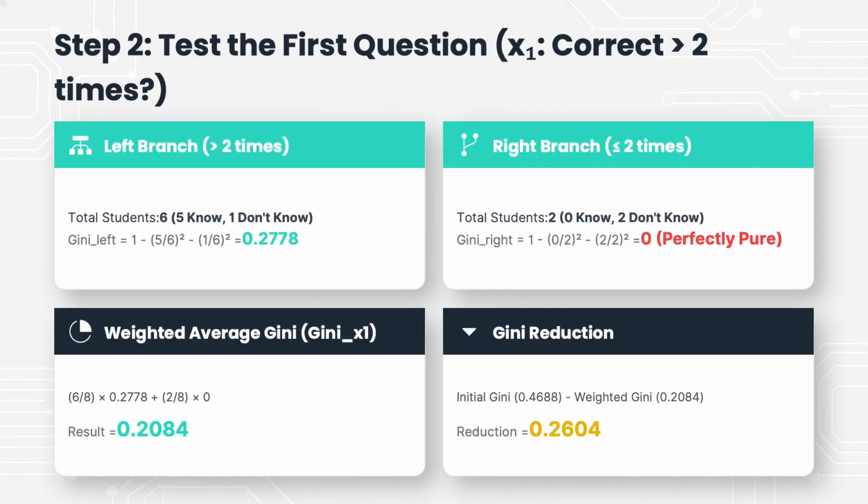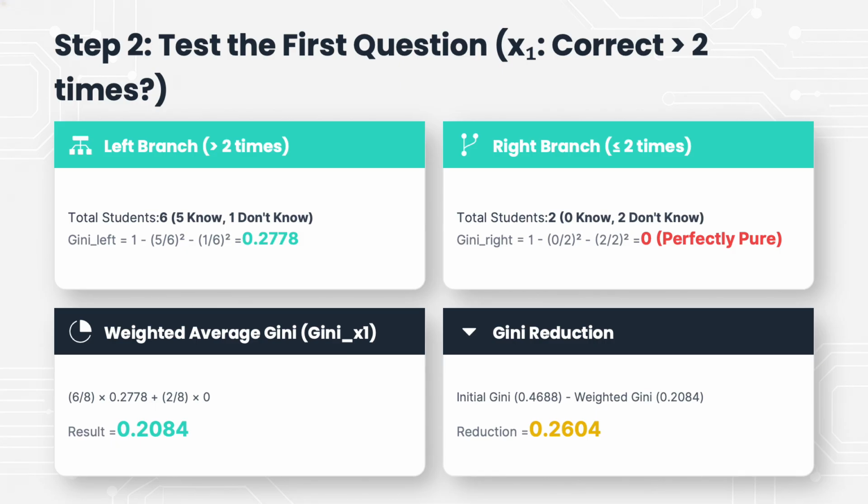Has the student answered more than 2 questions correctly? This splits our 8 students into 2 groups. The left group has 6 students. 5 of them know, 1 doesn't know, giving a Gini of 0.2778. The right group has 2 students. Both don't know, which is perfectly pure with a Gini of 0.